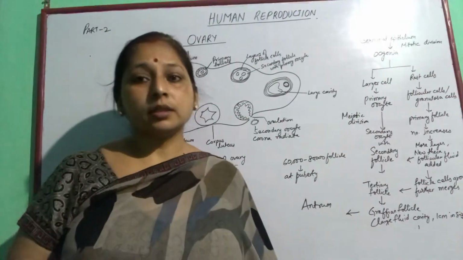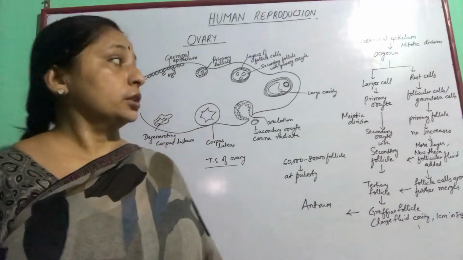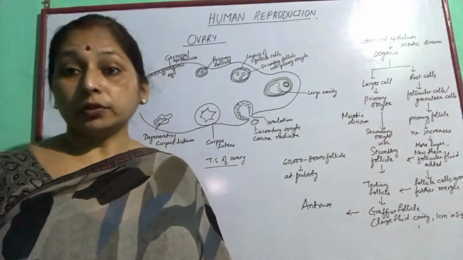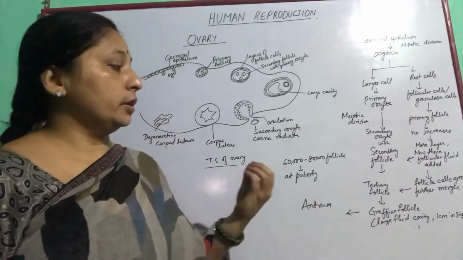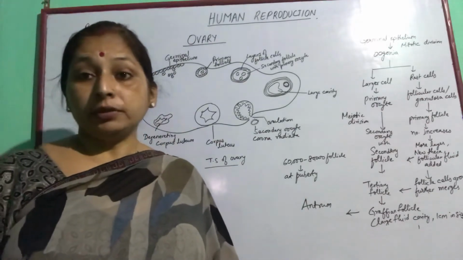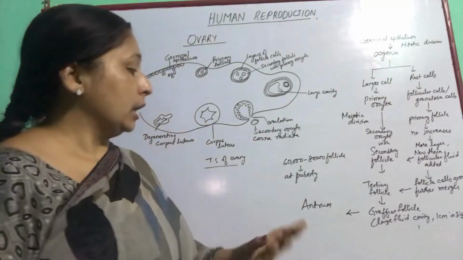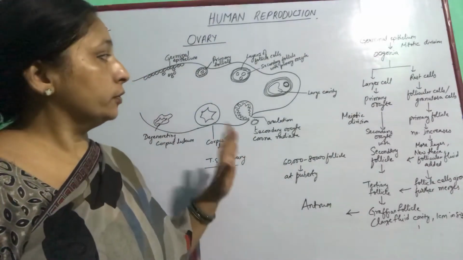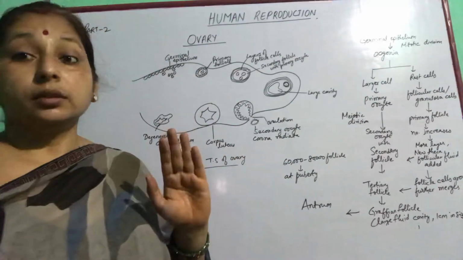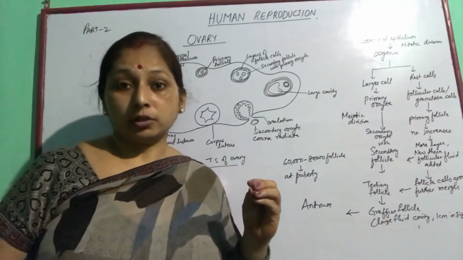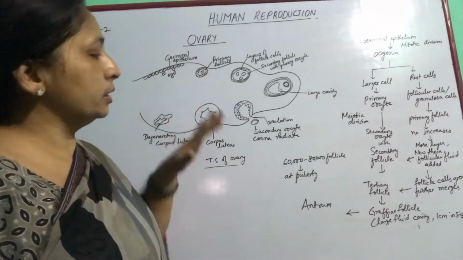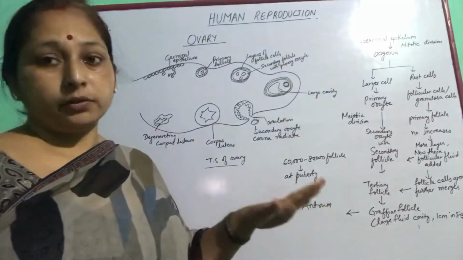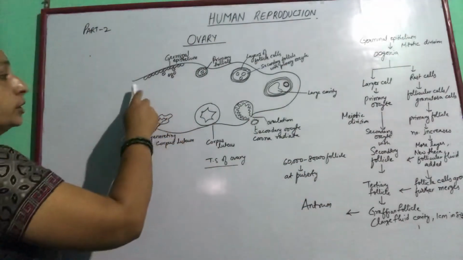Good morning, students. Today we'll study about the ovary, the internal structure of the ovary, and the process involved in the release of the female gamete, which is the ovum, and the formation of the female gamete, which is necessary for the process of reproduction. So let's start with the diagram first, and then the process involved. So here you can see this diagram.